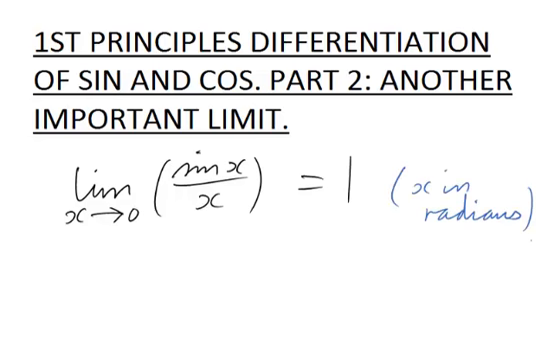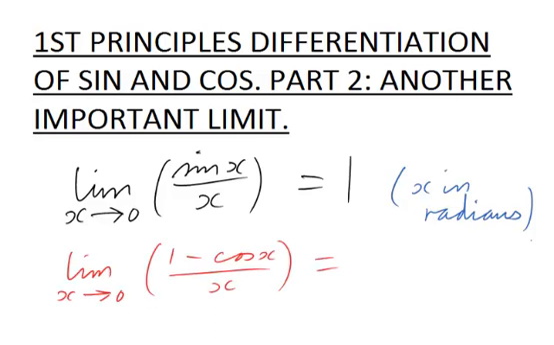In this part 2, I'm going to look at another important limit that we'll need for first principles differentiation. It's the following limit: the limit as x tends to 0 of 1 minus cos x divided by x. The answer is going to be 0, but I'll show you how to prove that. Now we've got the first limit result for sin x over x, the second one is a lot easier to prove because we can make use of the first one.